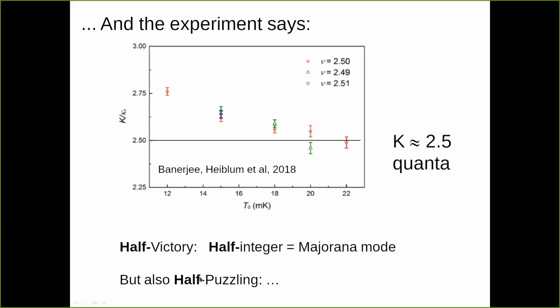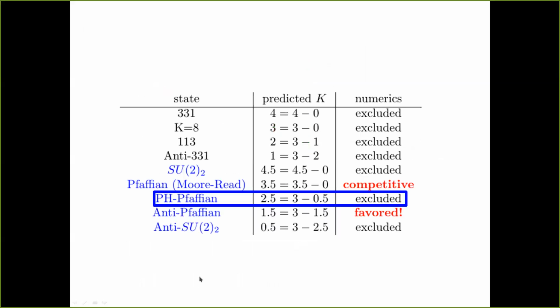But it's also half puzzling. Why is it half puzzling? Well, 2.5 is not one of the two things we expected to happen. We really expected 1.5. That's what the Anti-Pfaffian would have given us. And that's what's favored according to the numerics that Ed and I had done. And if it wasn't that, the other one that's competitive is the Pfaffian, which is 3.5. All the other phases of matter that have been proposed are excluded by numerics. They're terrible in numerics. Their energies are just awful.